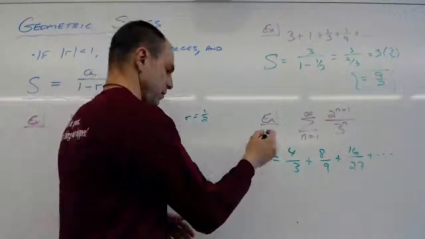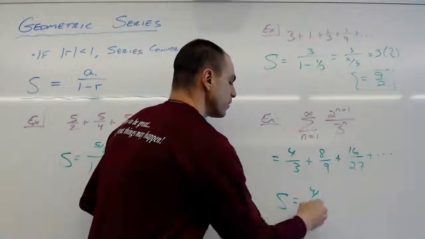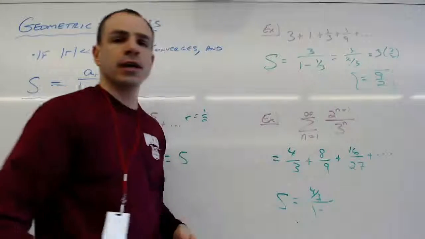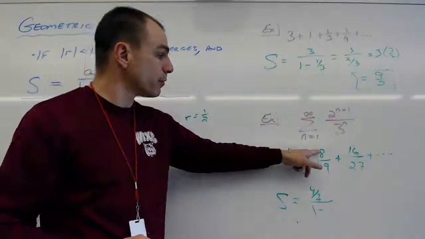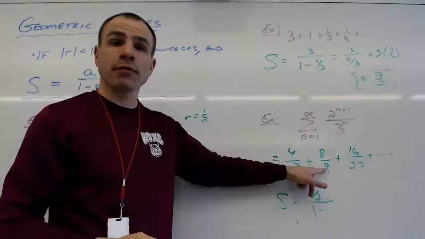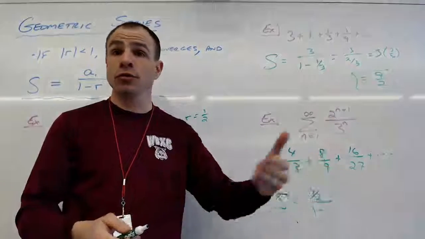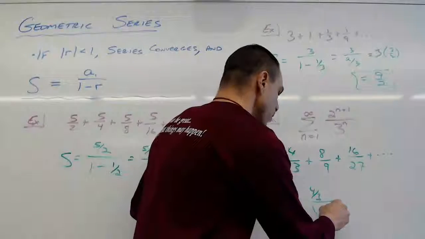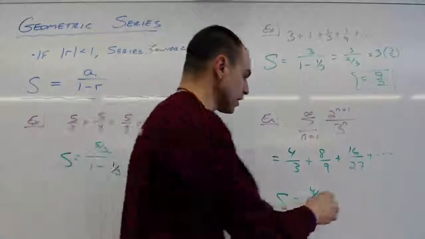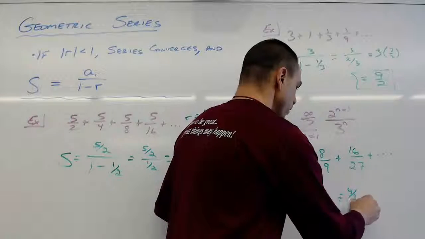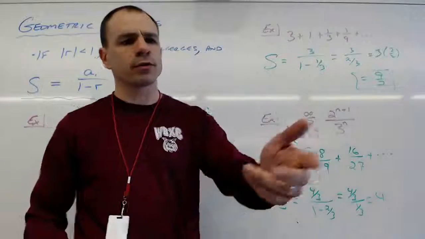So we know that S is equal to 4/3 divided by 1 minus, and well, what's happening? We are multiplying the numerator by 2 and the denominator by 3, and that's happening over and over again, so our common ratio is 2 over 3. So we have 1 minus 2/3. This is going to leave us with 4/3 over 1/3, which should simplify to 4, which I believe is option C.